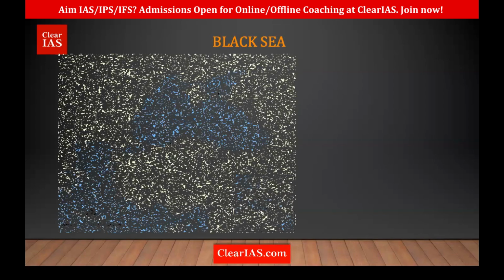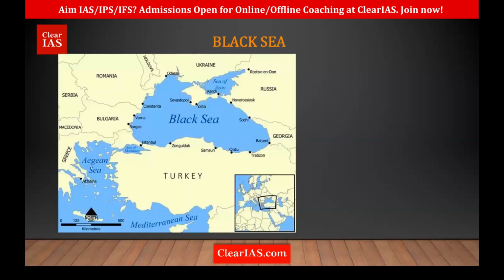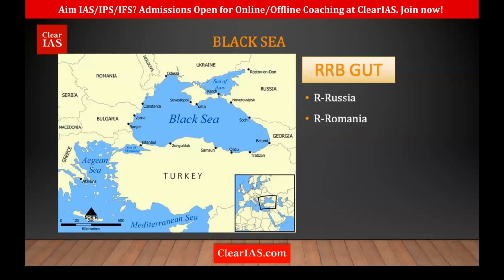Next is Black Sea. So yes, the keyword for Black Sea was RRB GUT. Okay. RRB GUT. So we have Russia, Romania, Bulgaria, Georgia, Ukraine, and Turkey. Okay. We have Russia here, Romania, Bulgaria, Georgia, Ukraine, and Turkey. Okay. Then we can see Black Sea here. Sea of Azov is here. This part is the Crimean Peninsula.